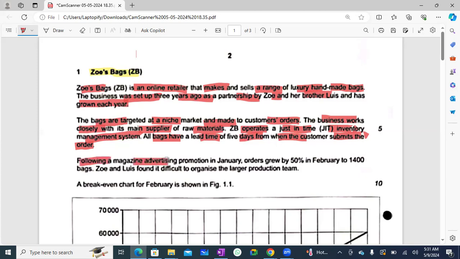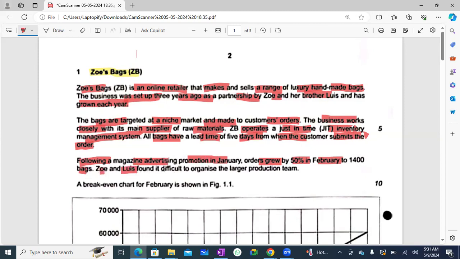Following a magazine advertising promotion in January, orders grew 50% in Feb to 1,400 bags. So it's basically a 50% growth. So this is also a very positive advantage of promotion. So it means that this advertising promotion worked for them.